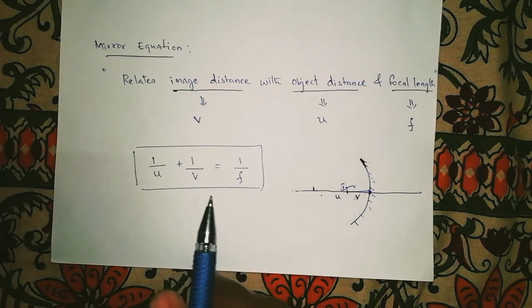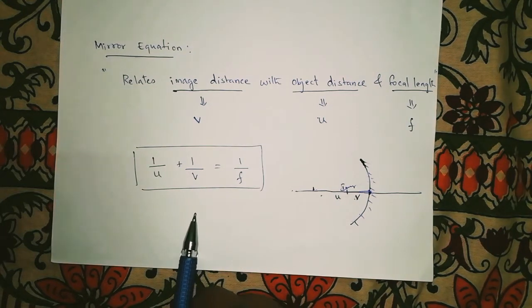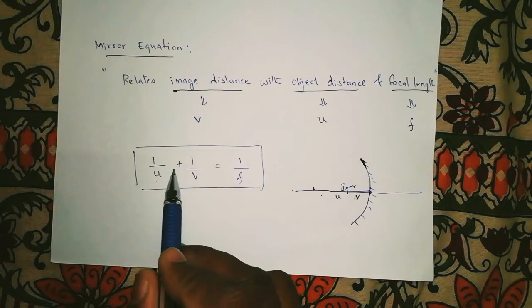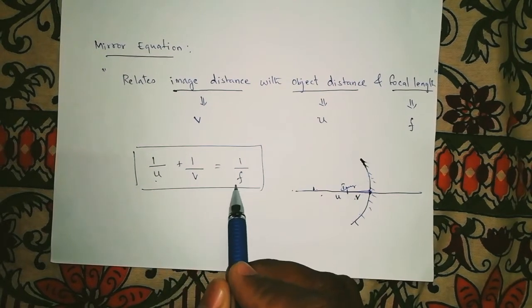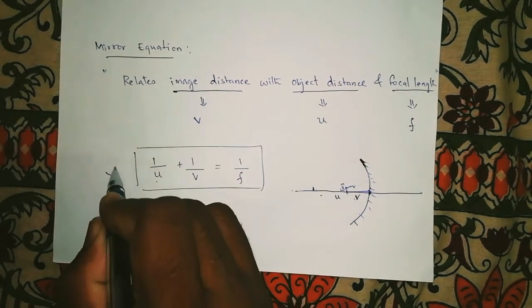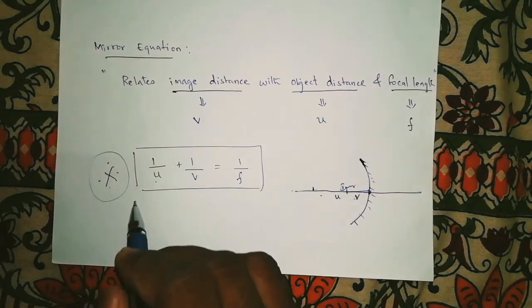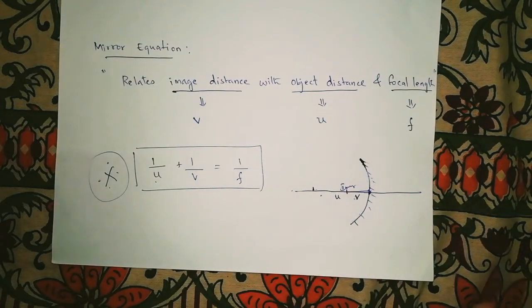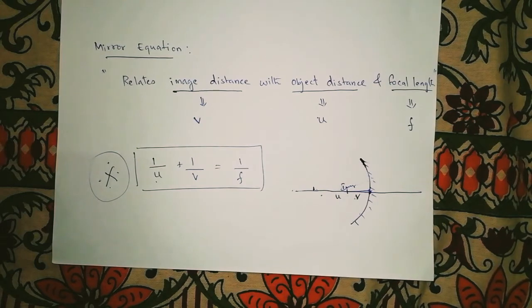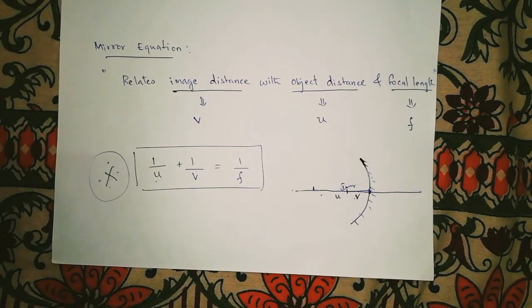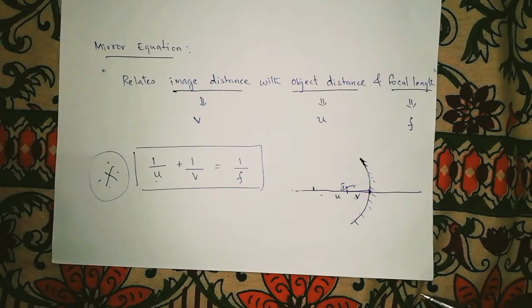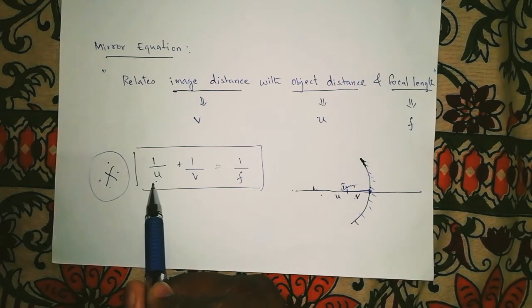All these three are very, very important. The formula is 1 by u plus 1 by v is equal to 1 by f. It's very important because you're going to use this formula for almost all the mirror equation numericals. So you have to learn all these terms carefully.